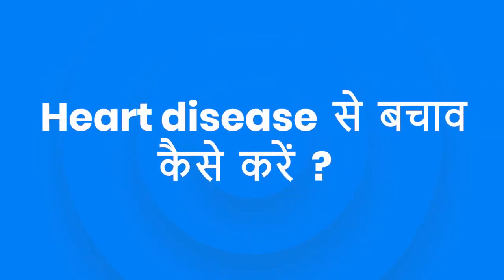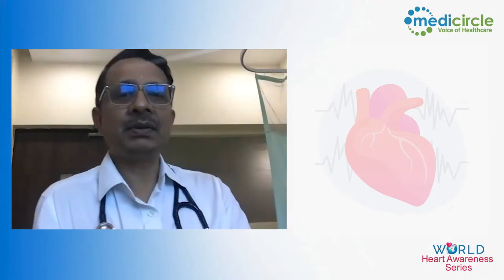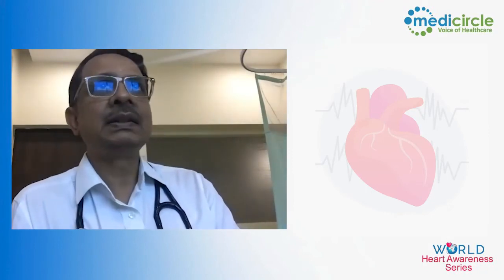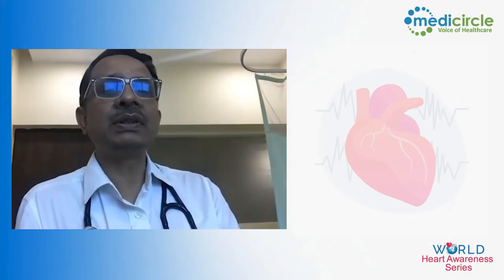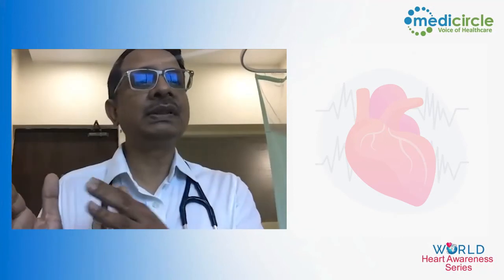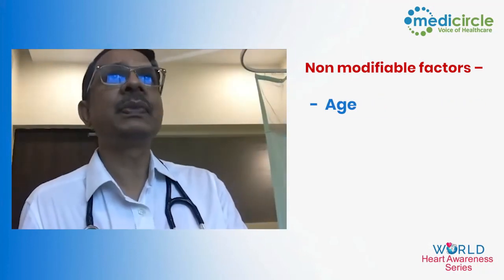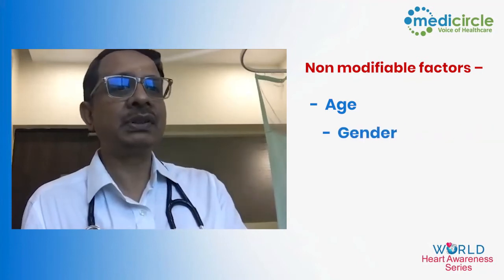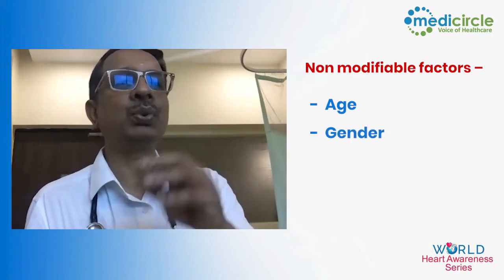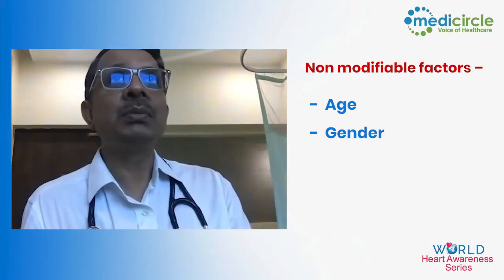So, can you tell us about some ways to prevent heart disease? The causes of heart disease can be broadly divided into modifiable and non-modifiable causes. Non-modifiable causes are age; as the age grows, we cannot change it. Then the gender of a person. The male gender is more prone to heart disease than the female gender. This cannot be changed. These are non-modifiable.